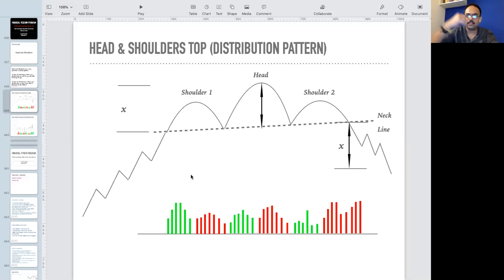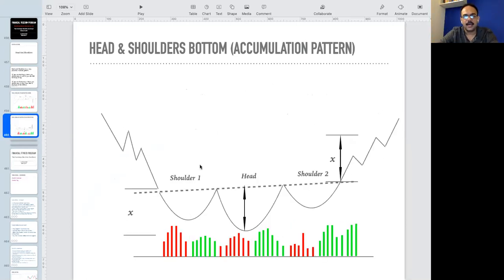Similarly, I'll take you through the theory and then I'll show you around 5 live historical examples. Similarly, this is the head and shoulder forming at the bottom. So there is a downtrend, the price is coming down, then the price will form a curve. Then a second curve will form like this, which is bigger than the first one. The third one will be smaller.